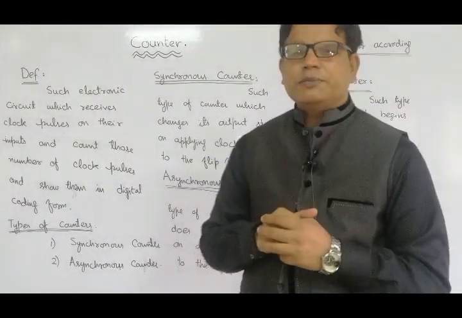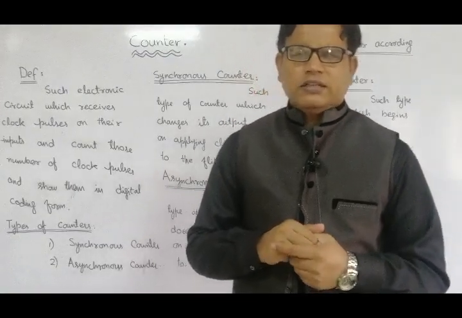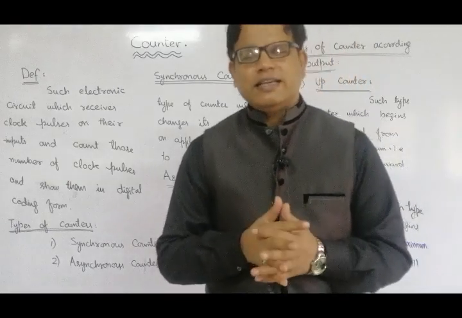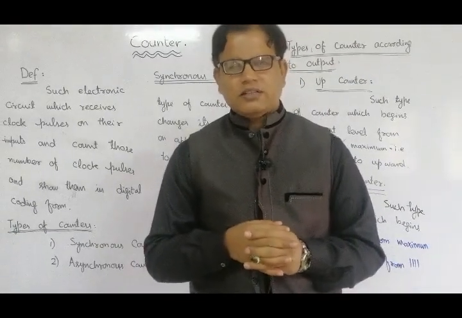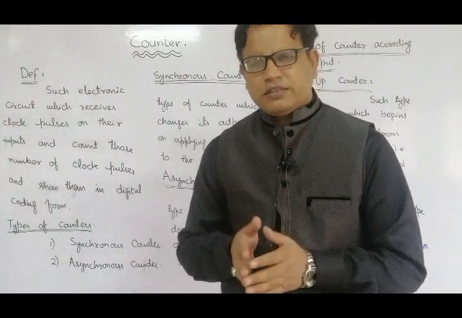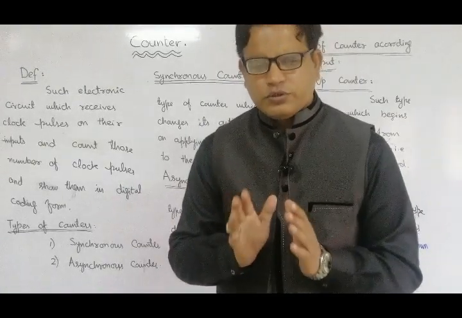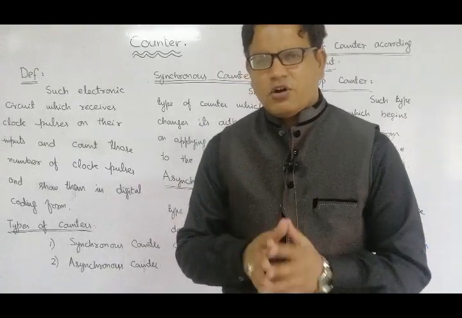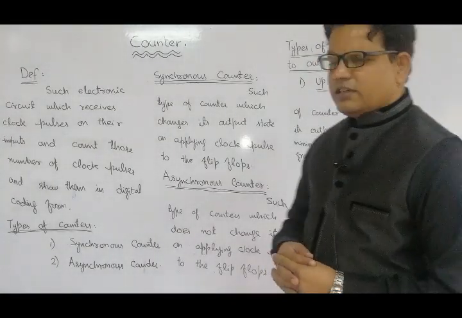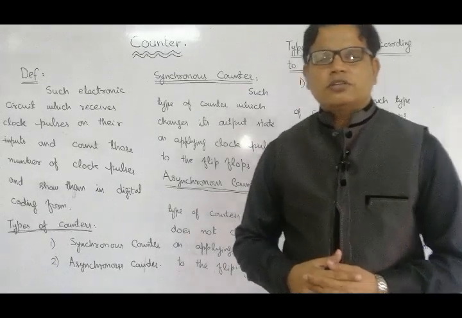The types of counters: basically there are two types. Number one is the synchronous counter and number two is the asynchronous counter. These are the two types of counters through which the number of pulses are counted, and usually we see them in the form of BCD codes. So the first type here is the synchronous counter. What is a synchronous counter?